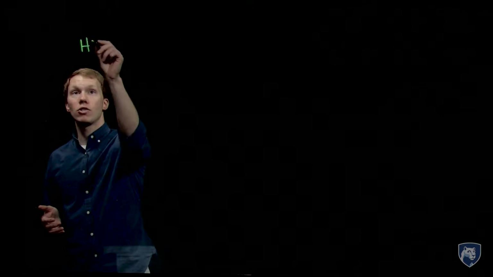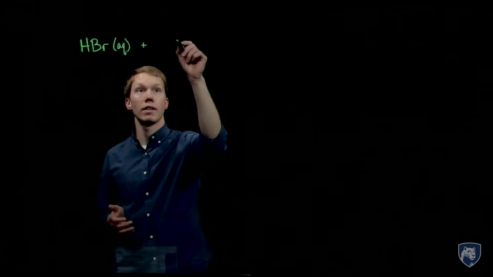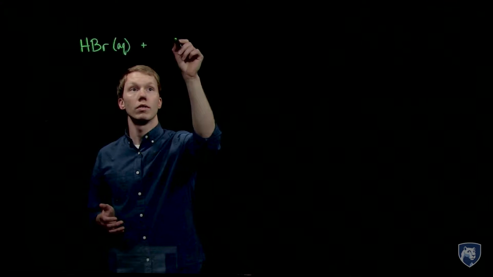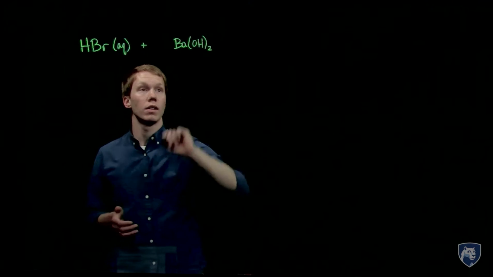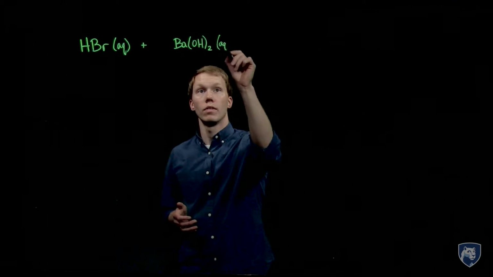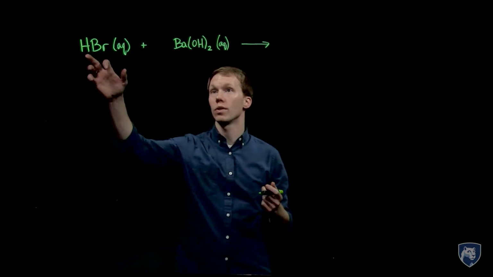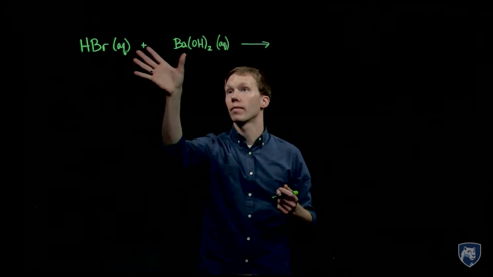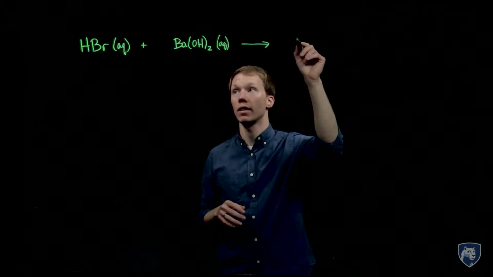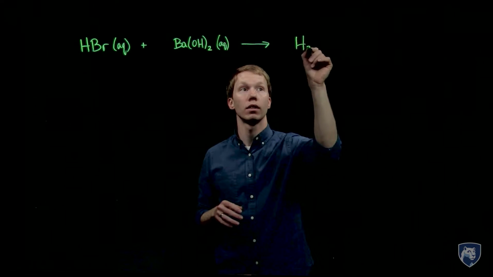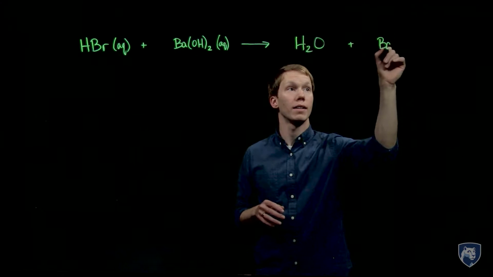Let's take HBr and react it with barium hydroxide. This will produce, if there is a driving force, we'll take my cationic species here and swap them. So we'd end up with water and barium bromide.